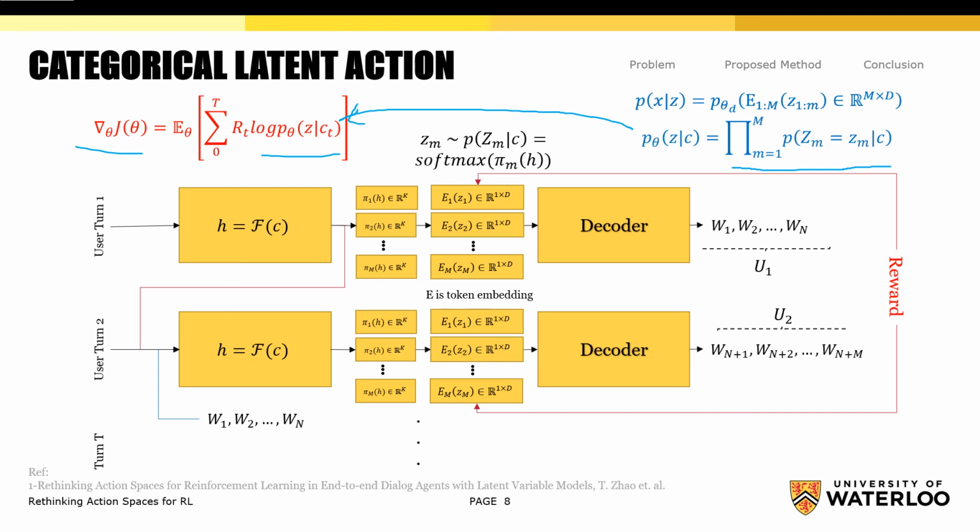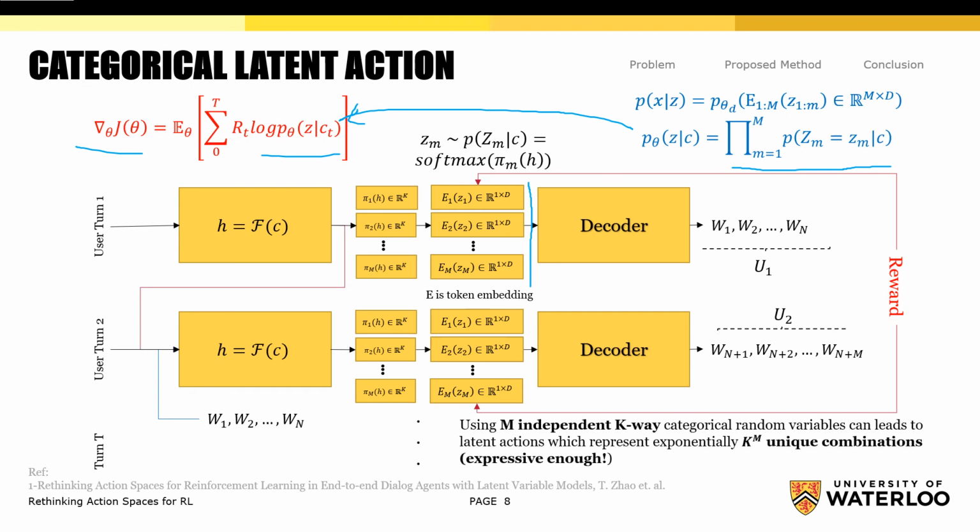But still, there is a question that you might ask. Let's assume that we can somehow pass these m different vectors to the decoder, and the decoder can perfectly work. The question is, are these m independent k-way random variables expressive enough for a human language model? If you simply calculate how many unique combinations you can have with those m independent k-way variables, you are going to have exponentially k to the power of m unique combinations, which I can say is absolutely expressive enough for a human language model.